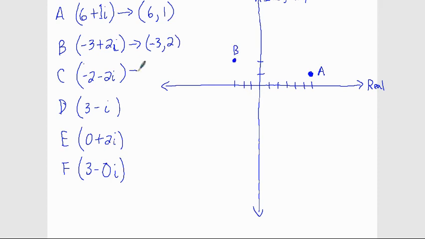Let's go with C. This would be the same as (-2, -2). So that'd be 2 units to the left and 1, 2 units down. That'd be C. 3 minus i, that'd be the same as 3 minus 1i, which is like graphing the point (3, -1). So 1, 2, 3, up 1, or sorry, down 1, pardon me.